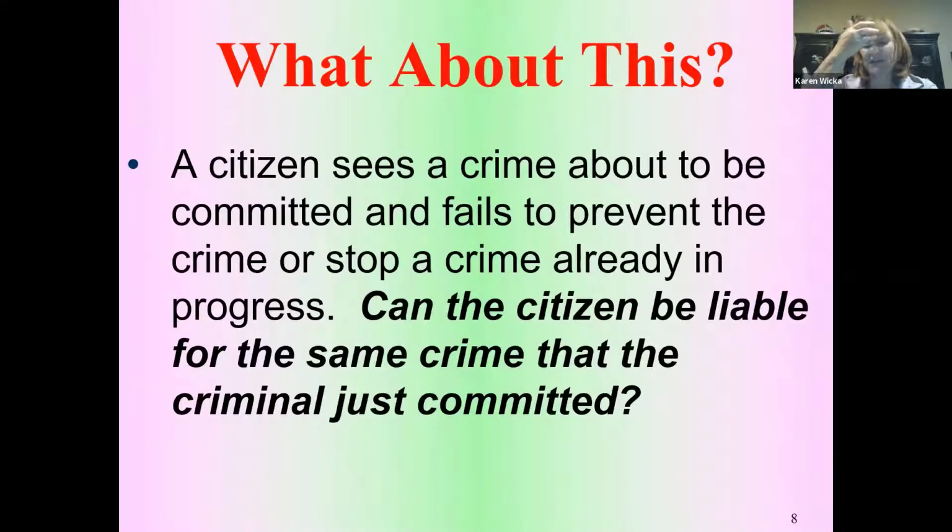Now, what about this? A citizen sees a crime about to be committed and fails to prevent the crime or stop a crime already in progress. Can the citizen be held liable for the same crime that the criminal just committed? So you're just standing there and you're watching something happen and you don't do anything. Is that enough for a positive act?